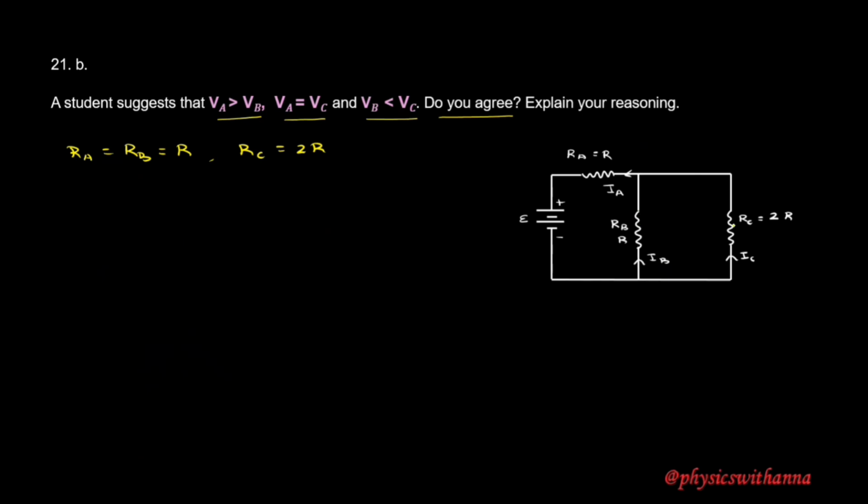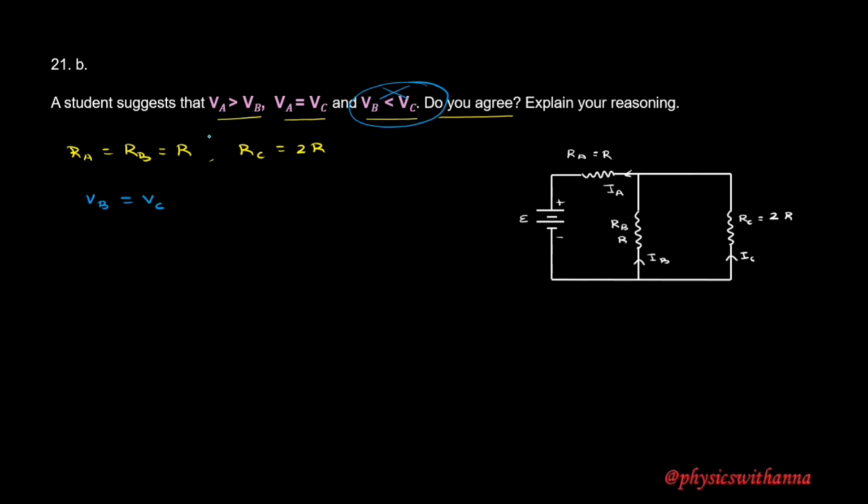Now resistors RB and RC are connected in parallel. And we know for a parallel circuit, the potential drop across each parallel branch will be the same. So VB must be equal to VC because both RB and RC are in parallel and they must have the same potential difference. As we can see from the question, it says that VB is less than VC, which cannot be true. They are supposed to be equal. So the third part of the conclusion is not correct.